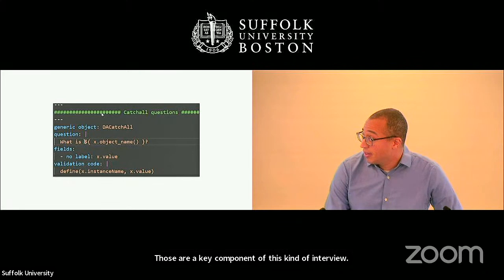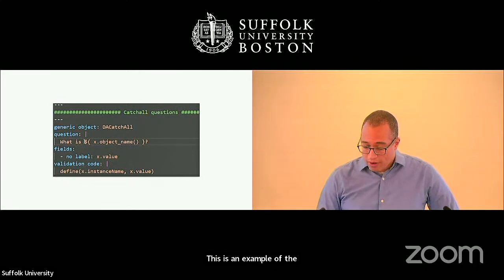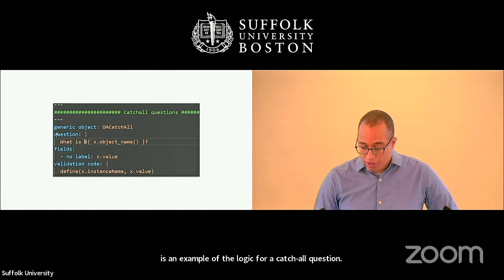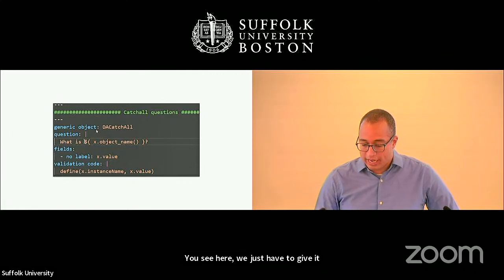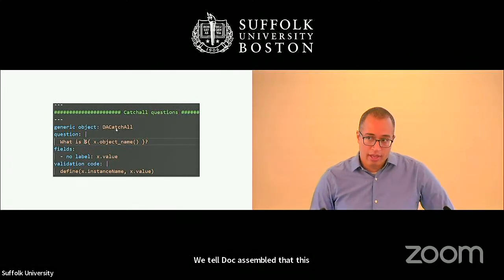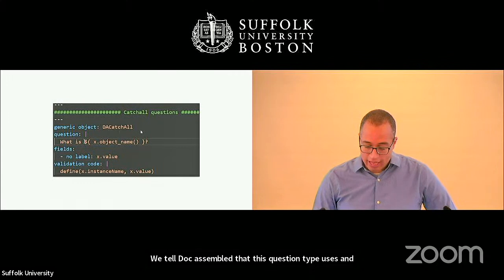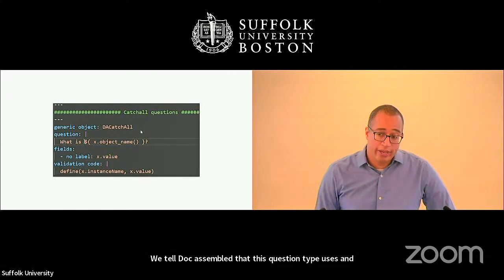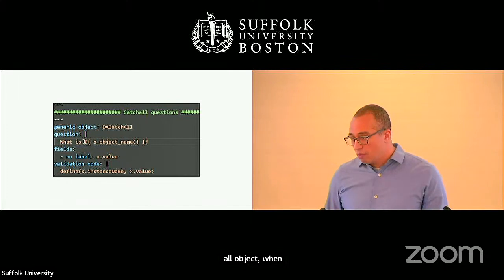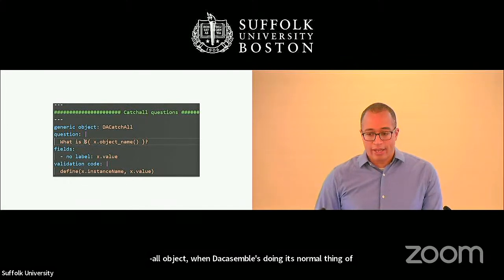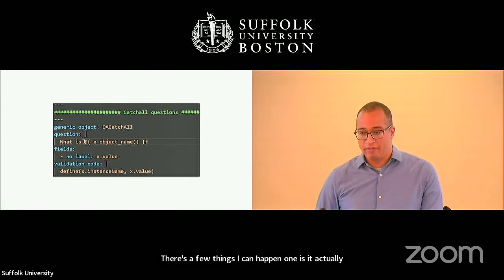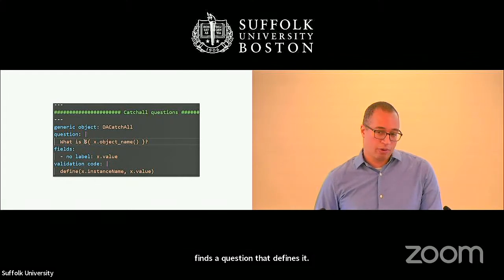This is an example of the logic for a catch-all question. You see here, we just have to give it this modifier. We tell Docassemble that this question type uses and defines a DA catch-all object. When Docassemble is doing its normal thing of catching undefined names, there's a few things that can happen. One is it actually finds a question that defines it that was written specifically to define that. That's kind of the normal scenario.